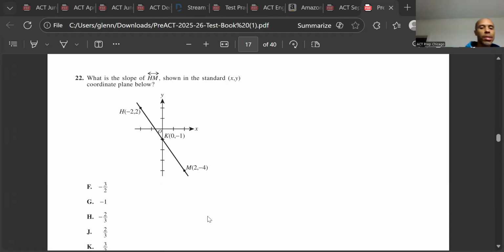All right, this says, what is the slope of line HM shown in the standard XY coordinate plane? Slope is rise over run. We want to get two points. So I want to go from this point to this point. And do I go down, up, or left and right? I'm going to go down 1, 2, 3. So that's down 3. That means the top number of my slope is -3, right?